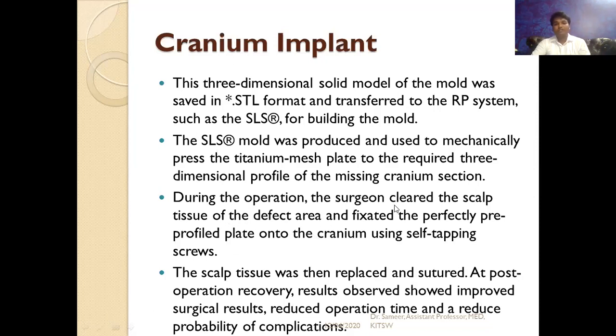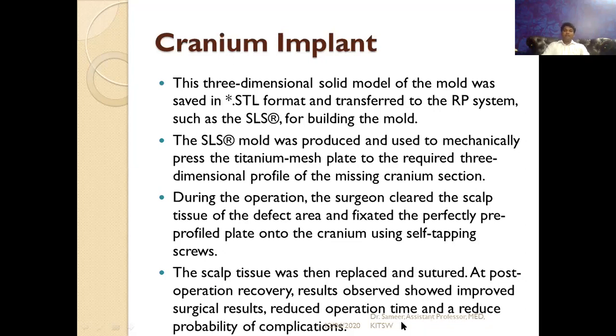During the operation, the surgeon cleared the scalp tissue of the defect area and fixated the perfectly profiled plate onto the cranium using self-tapping screws. The scalp tissue was then replaced and sutured. At post-operation recovery, results observed showed improved surgical results, reduced operation time, and a reduced probability of complications.